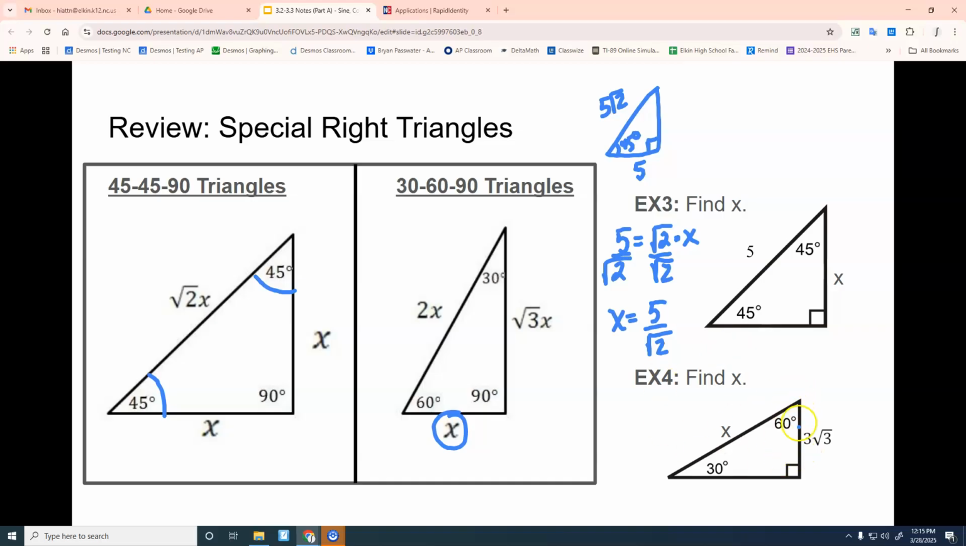In this case, I've got the short leg, which is good. That's the one that you want to know, the short leg. So what do I need to do to find the hypotenuse on this triangle? Multiply it by 2. So I'm going to get, in this case, x equals 2 times 3 square root of 3. And to multiply radicals together like that, you just multiply the numbers on the outside together and the numbers on the inside together. Obviously, we only have outside here, so we get 6 square root of 3 for that one.